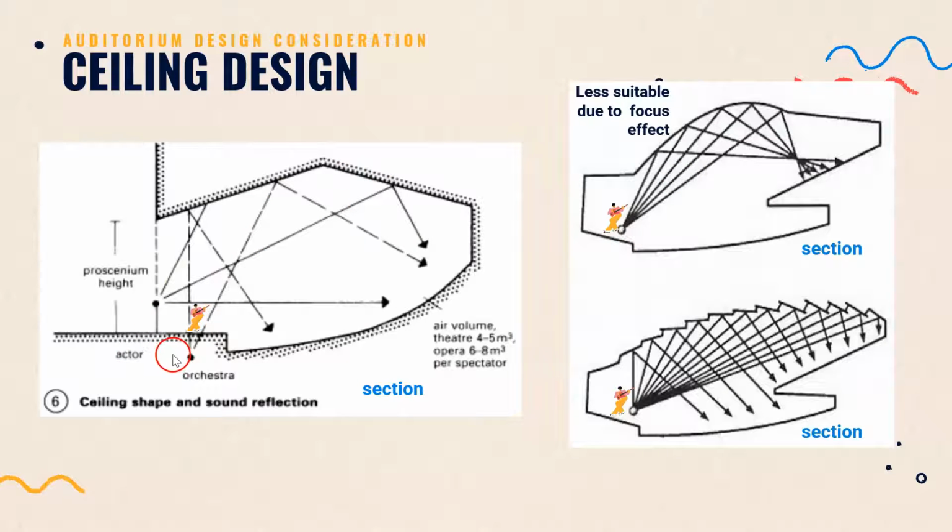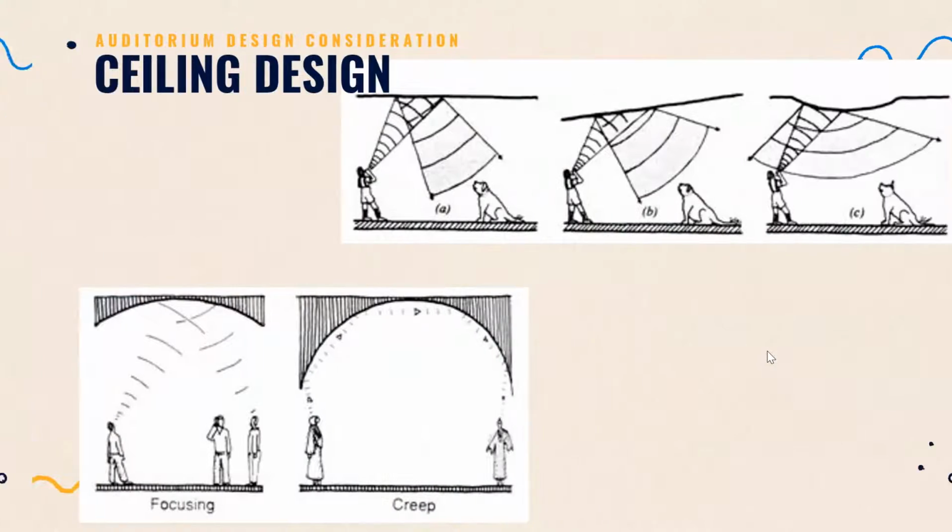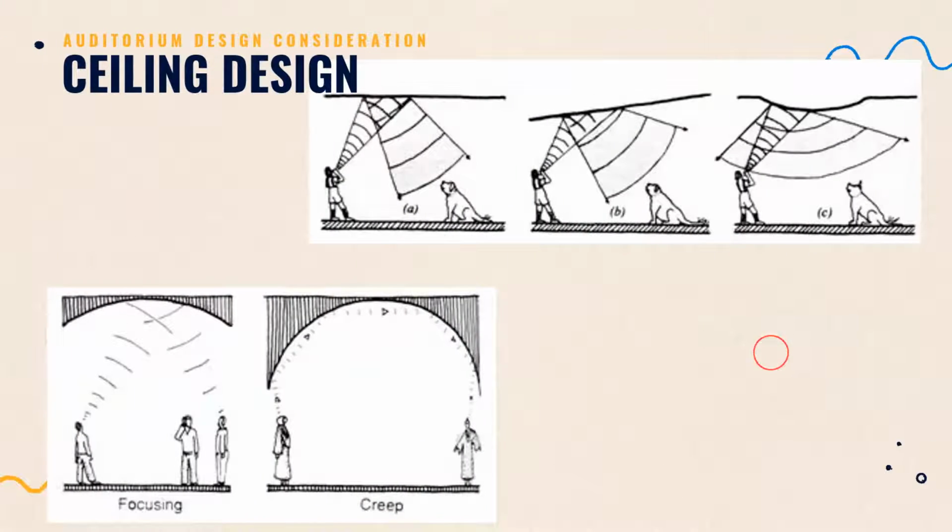Here, this one with a concave ceiling is less suitable because it will cause focusing of sound at one point. So multiple reflectors here are able to spread the reflected sound throughout the hall. Here are a few other effects by different reflector.